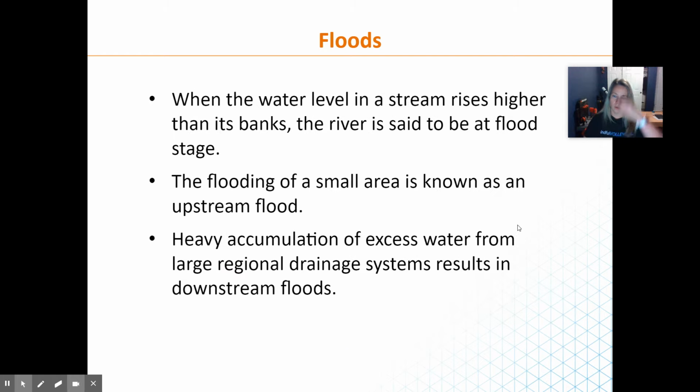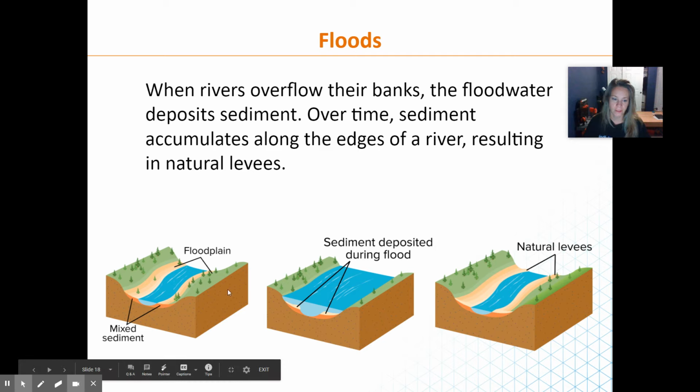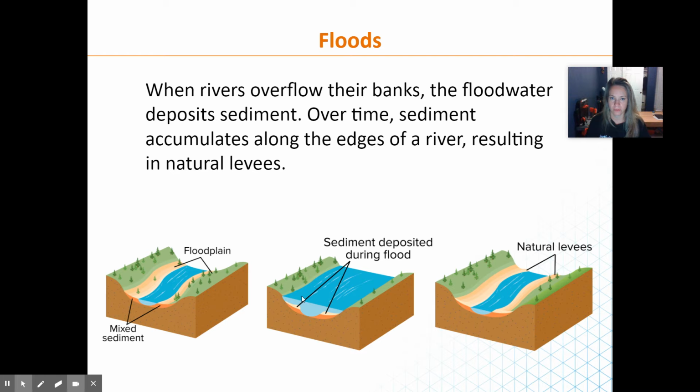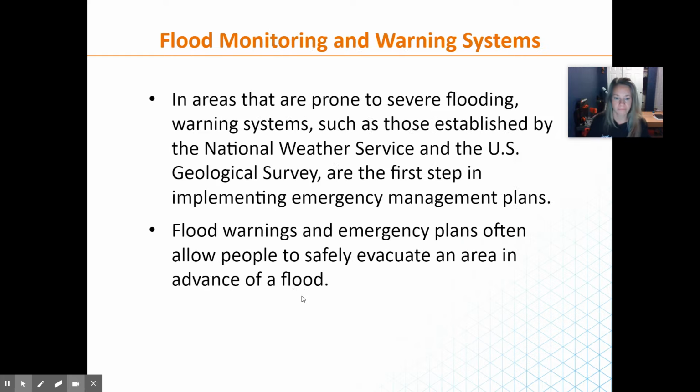All right, so it's in the flood stage when a river gets to be higher than its bank. If we go back to this picture, this would be our flood stage. This is our normal. So our flood stage is basically just when the river is flowing up to its natural levees, and that's just from heavy rain, heavy accumulation of all the streams dumping into it. So the bigger the river, the bigger the watershed, the bigger the devastation from flooding would be.